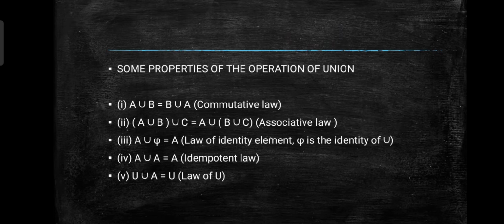And then associative, you just play around with the brackets. So A union B bracket union C, or A union bracket B union C, both are the same. And then A union null set. So A or nothing. What will you get? A plus nothing, which is nothing but A, right? So that's what they have said here.